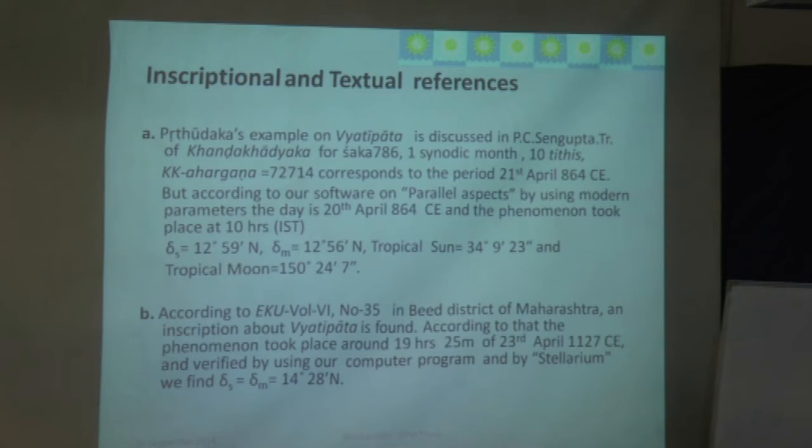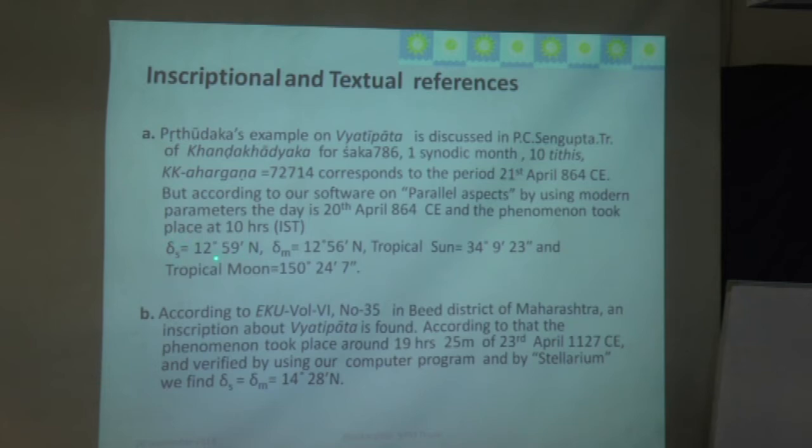In Prithudaka's example on Vyatipata, as discussed by P.C. Sengupta in his translation of Khandakhadyaka, for Shaka 786, 1 synodic month 10 tithis, the Ahargana is given. We have verified this using our software. Sir has done this by involving us; we have done one program on parallel aspects. Using this, we have come to know this date corresponds to 20th April of 1864 CE, and the phenomenon took place at 10 hours.